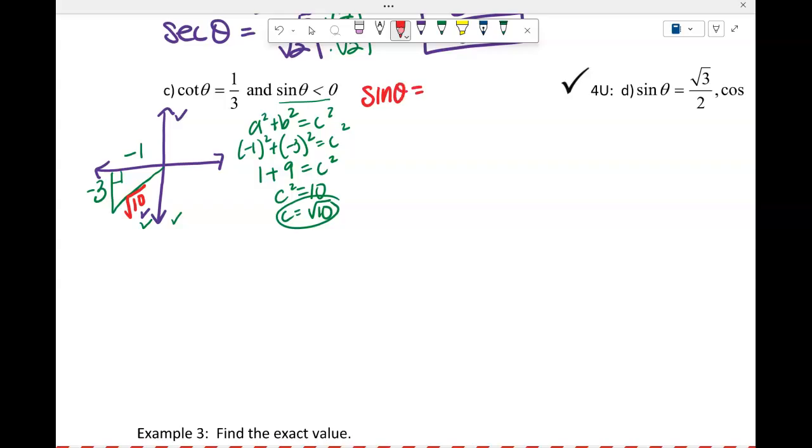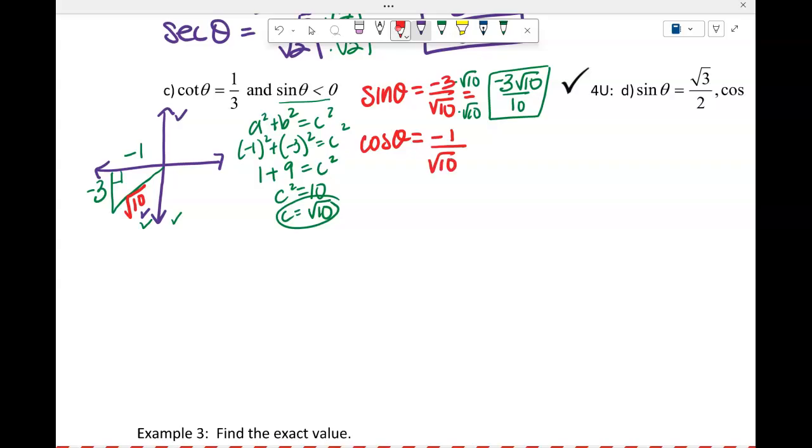Sine of theta is opposite, which is -3 over square root of 10. Rationalize that by multiplying top and bottom by square root of 10. So your final answer, which we will box, is going to be -3 radical 10 all over 10. That is your sine. And then we can do cosine, which is adjacent, -1 over hypotenuse. And then we're going to multiply top and bottom by rad 10. Final answer, guys, is going to be -rad 10 all over 10.